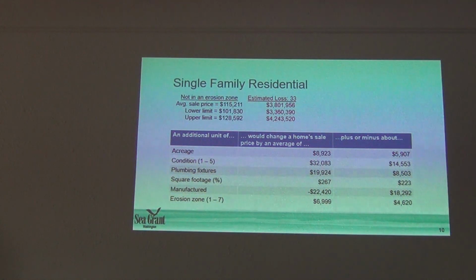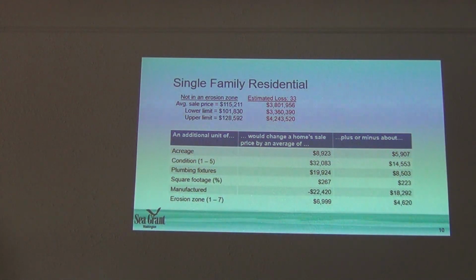So acreage, if you increased the acreage of a home by 1 acre, it would increase the value of that home by an average of $8,923, plus or minus about $5,907. So that's a pretty big plus or minus, and again, that's where this unpredictability comes in. Condition, every time you increase the condition of the home, it goes up by $32,000 on average. If you increase the number of plumbing fixtures by 1, it goes up almost $20,000.